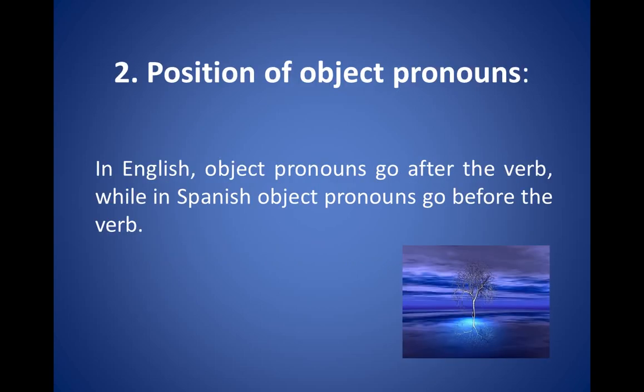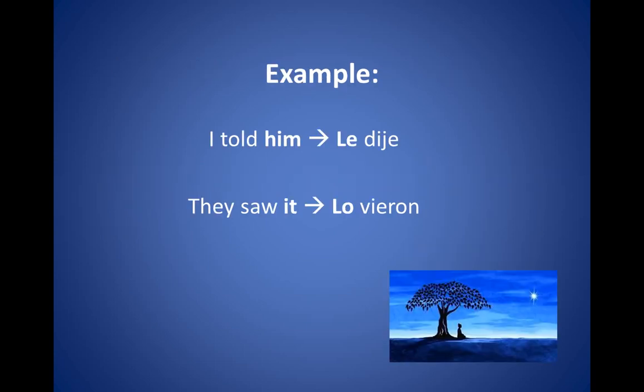2. Position of object pronouns. In English, object pronouns go after the verb, while in Spanish, object pronouns go before the verb. Example: I told him, le dije; they saw it, lo vieron.